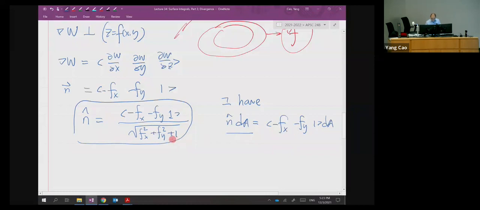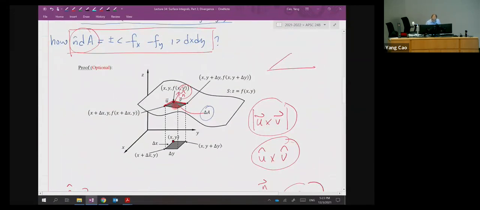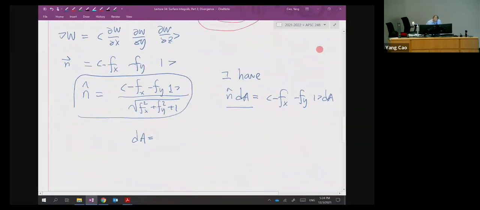Then combining these two equations together, you can solve for dA. Remember what dA is? dA represents a very small differential area on the surface S. So when you combine them, what do you think would be dA? You already got negative fx, negative fy, 1 over there, and then n hat is this term. So dA, you got to cancel this denominator here, so dA must be square root of fx squared plus fy squared plus 1, and then dx dy.